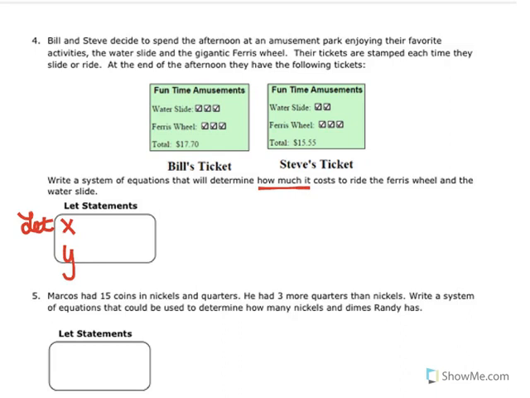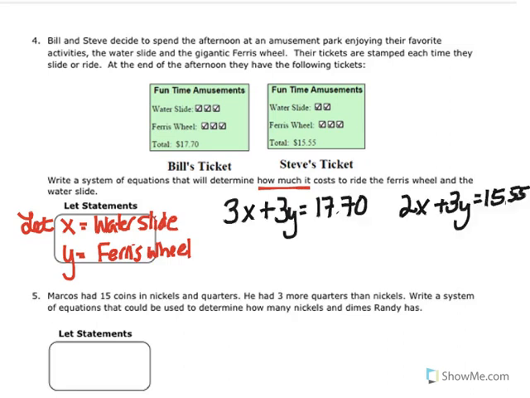Remember, something's going to be X and something's going to be Y. Let's let X equal the water slides. And we'll let Y equal the Ferris wheel. Now I bet you can write the equations. Why don't you hit pause and write your two equations, and then you can check and see if they're right. Okay, so I hope this is what you have. 3 times X plus 3 times Y equals 1770. That's Bill's ticket. And Steve's ticket is 2X plus 3Y equals 1555.